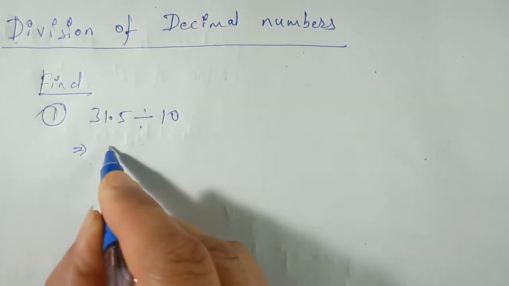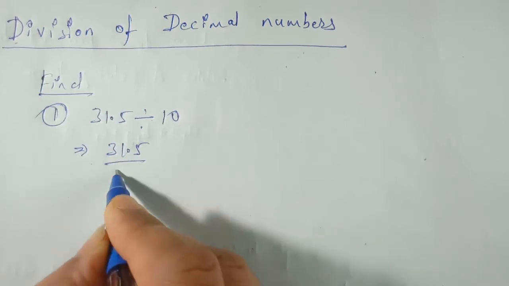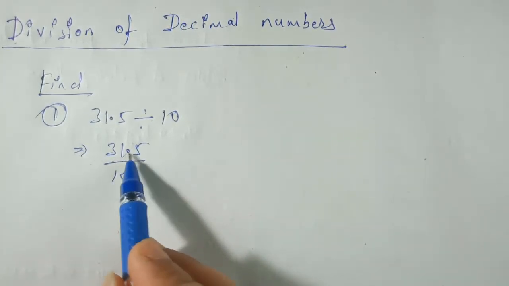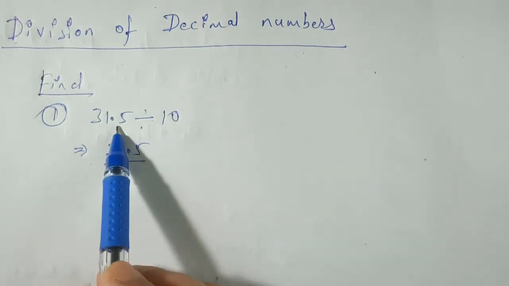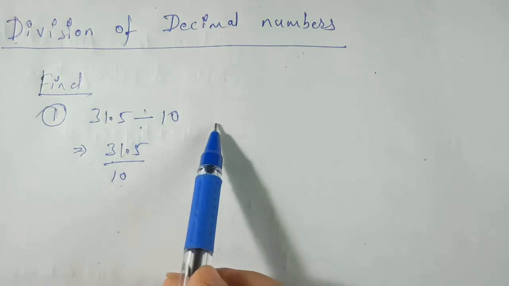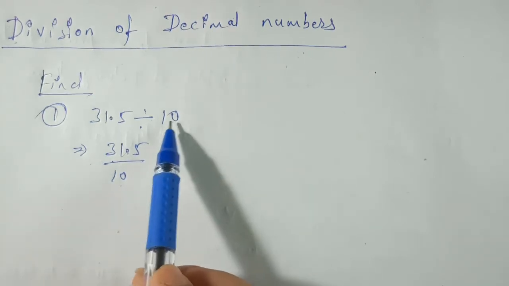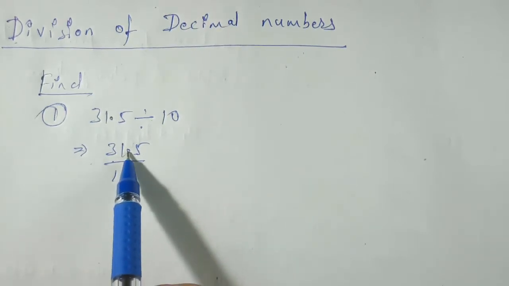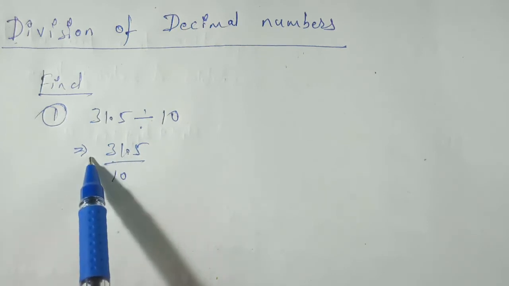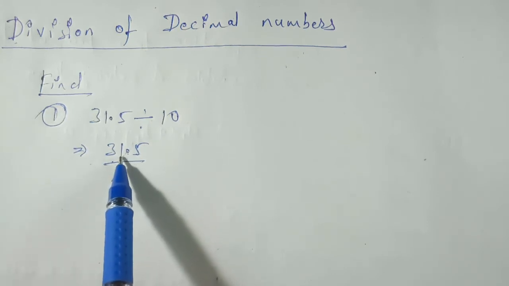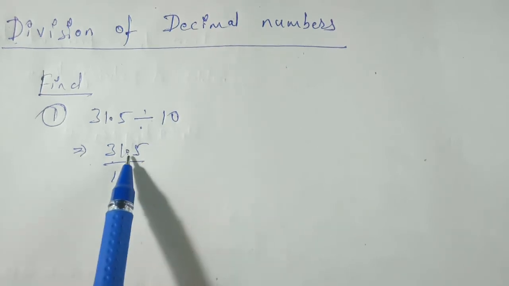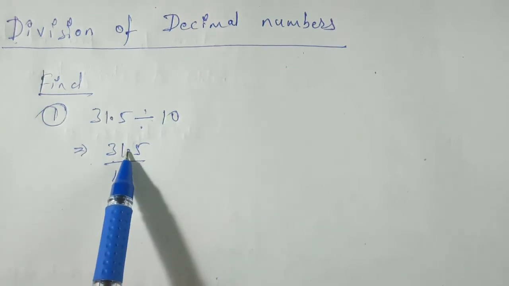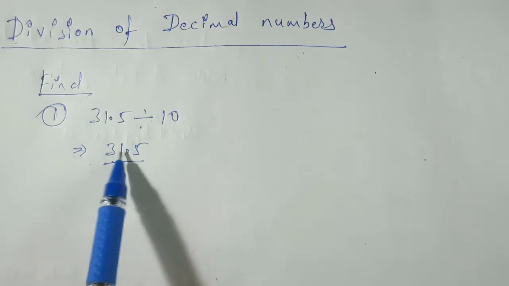So when we write it in division form, this will be written as 31.5 divided by 10. So whenever we have to divide any decimal number by 10, 100, 1000, what we have to do? We have to shift the decimal to the left hand side, counting the digits on the basis of zeros. In 10, how many zeros are there? 1 zero is there. It means this decimal is shifted to the left hand side.